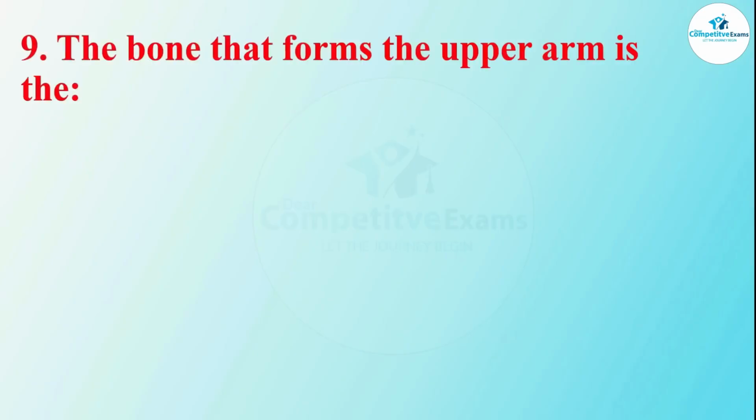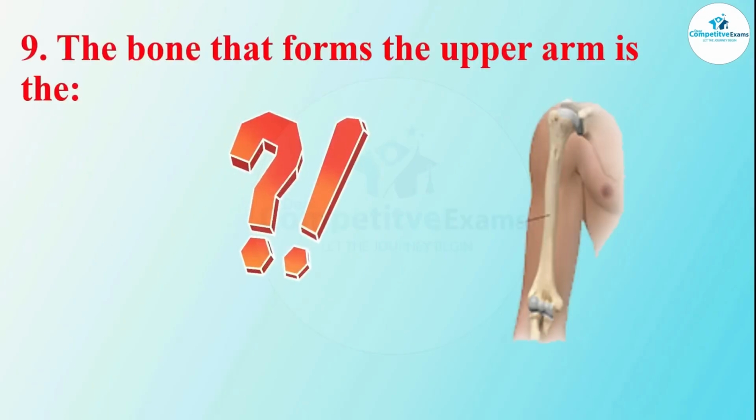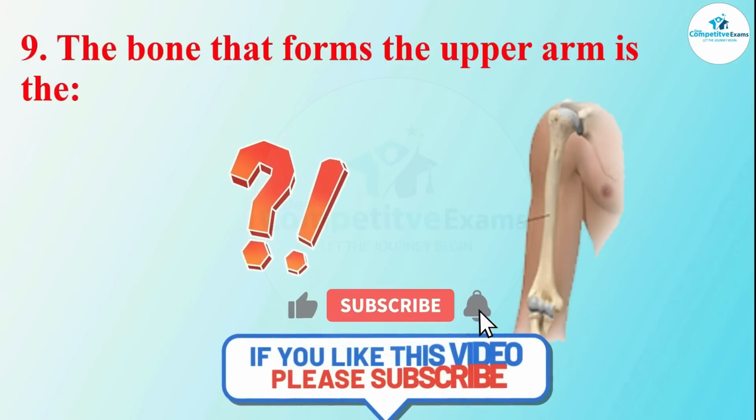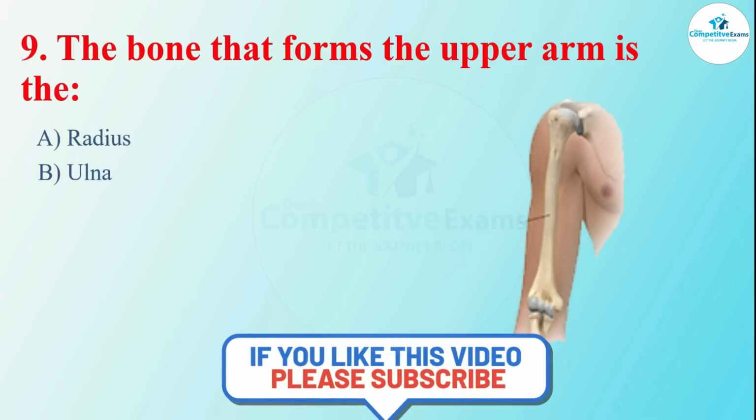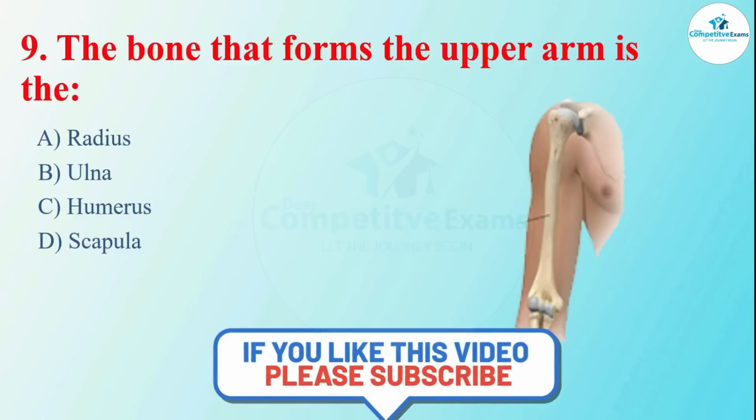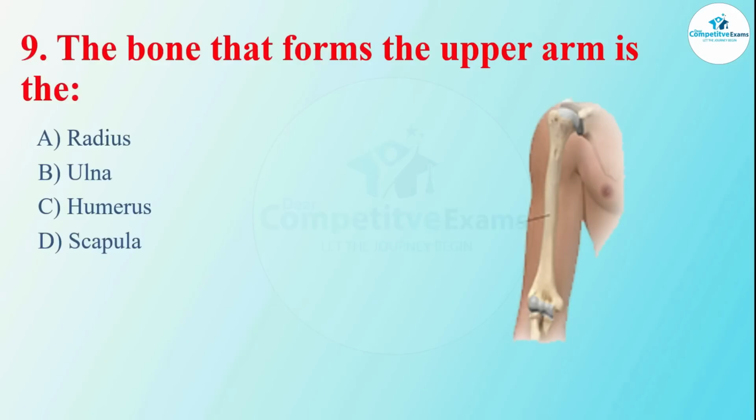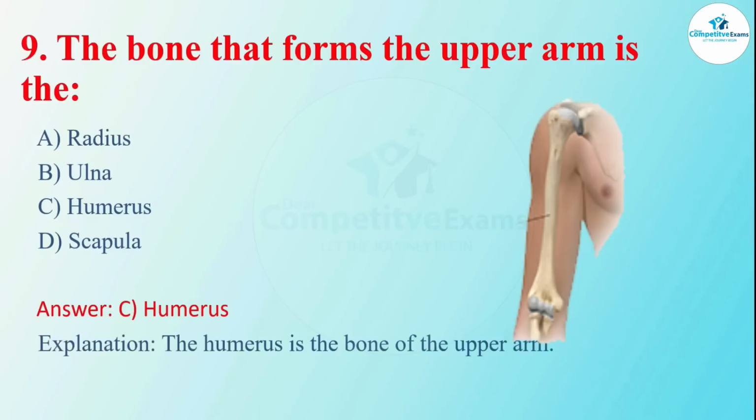The bone that forms the upper arm is the...? So which bone forms the upper arm? That is radius, ulna, humerus, or scapula. The answer is humerus. Friends, the humerus is the bone of the upper arm. Question number 10.